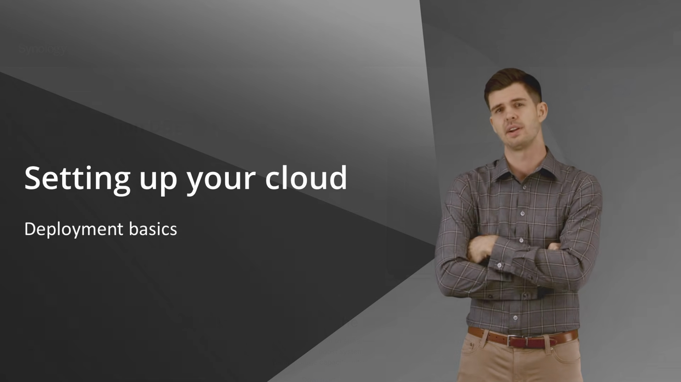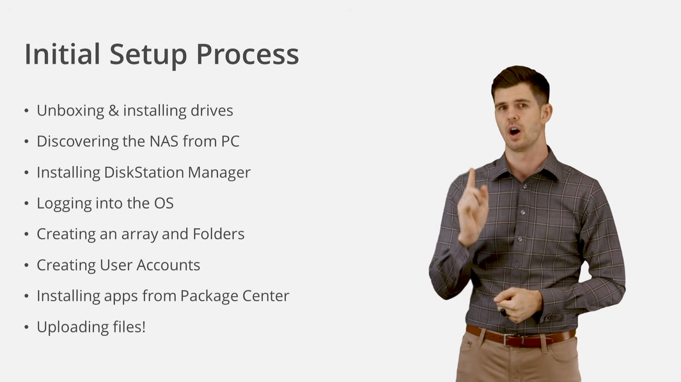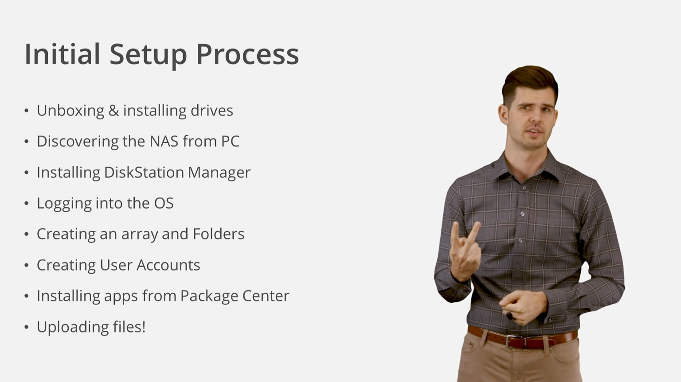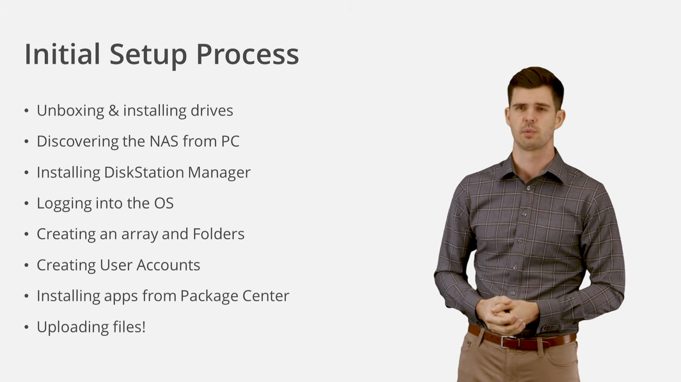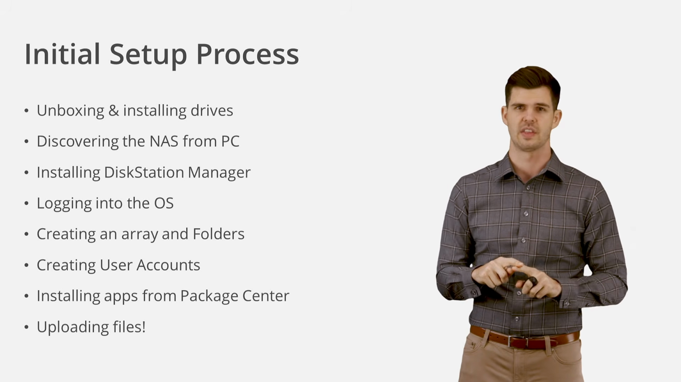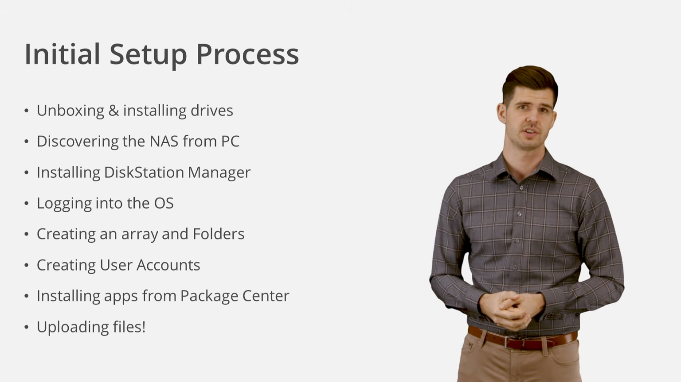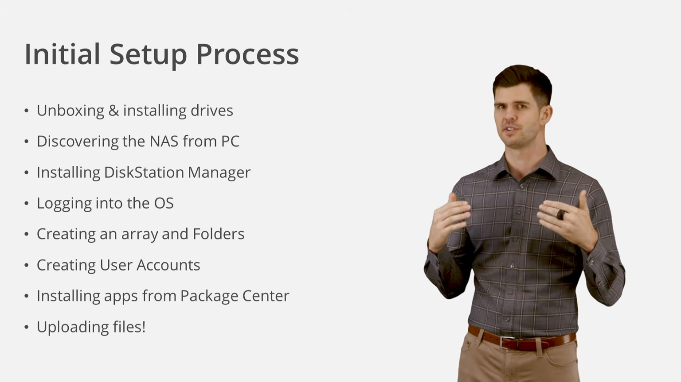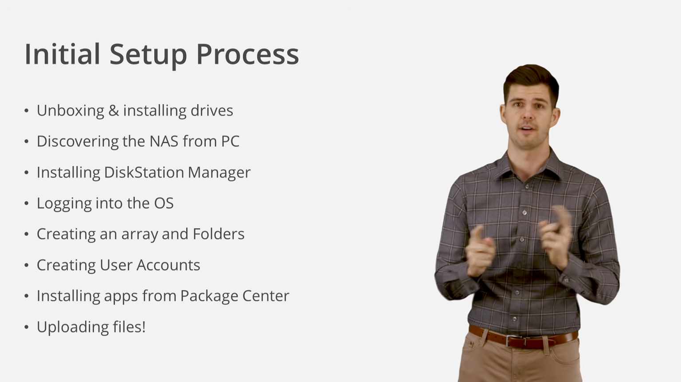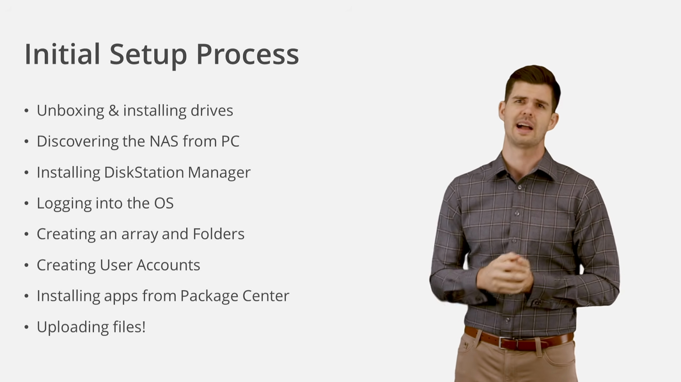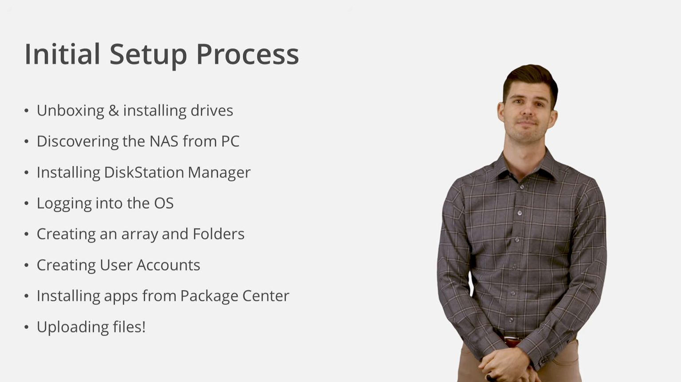Before we jump into setting up our NAS, let's quickly outline the topics that we're about to see. First, we're going to unbox our NAS. We're going to install some hard drives. We'll attach the provided cables in order to get it on the network. Then we're going to jump into a computer where we'll discover the NAS on the network. We'll go through installing our operating system DiskStation Manager. And after that, we're going to finally be able to log into our NAS for the first time. We'll then create our storage pool and volumes where we set up RAID. We'll add some user accounts, install some software, and finally, upload some data.